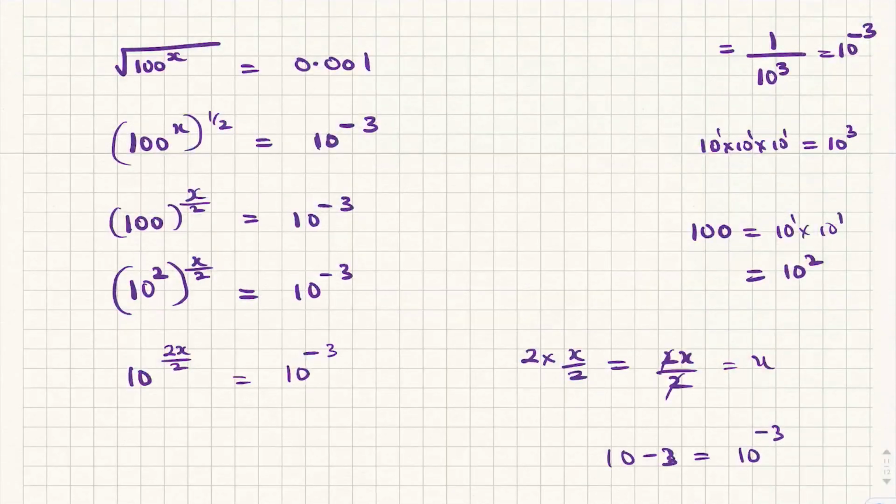So now the 2 over 2 cancels, you get x, so that'll be 10 to the power of x equals 10 to the power of minus 3. Now you can guess what x is. X equals minus 3. And that's the final question. Thank you.